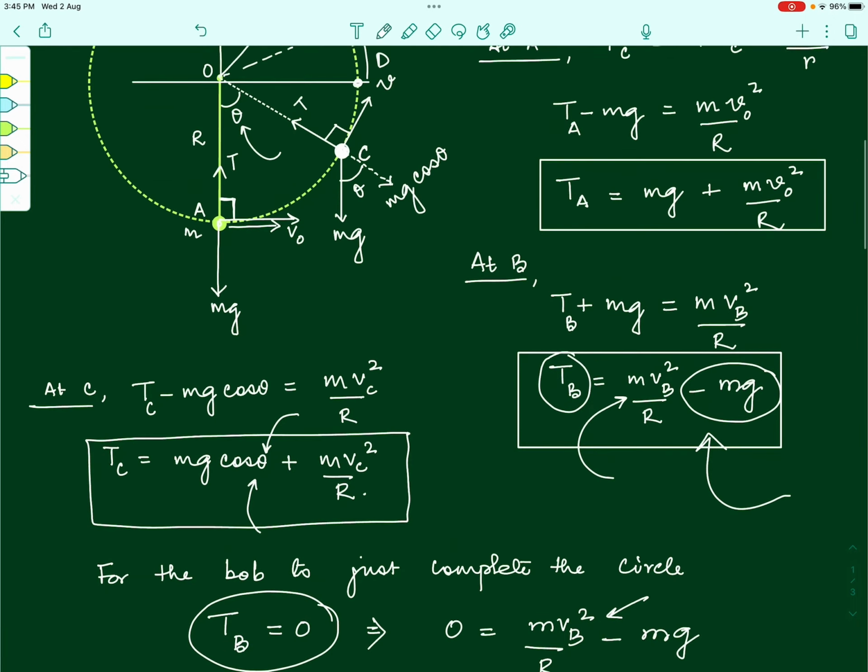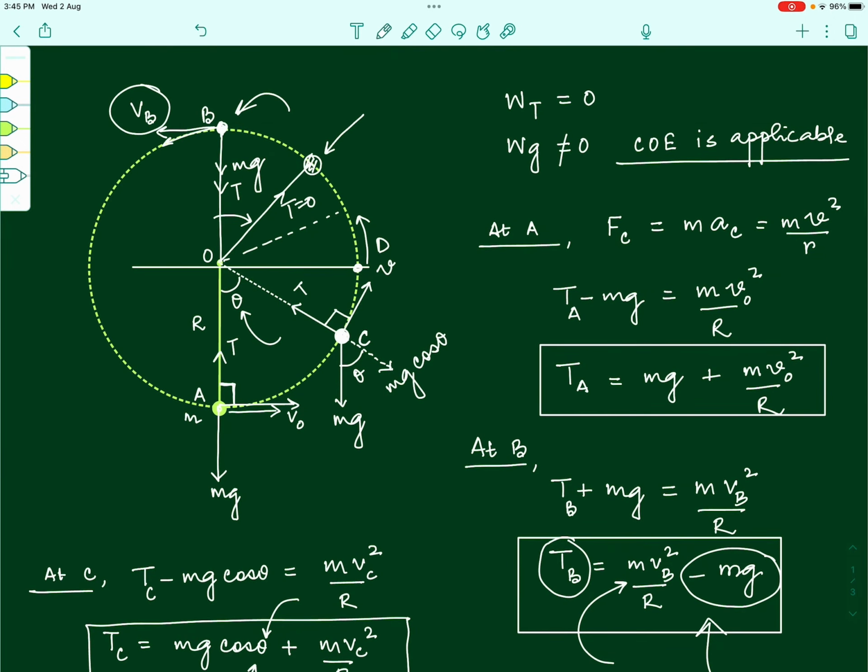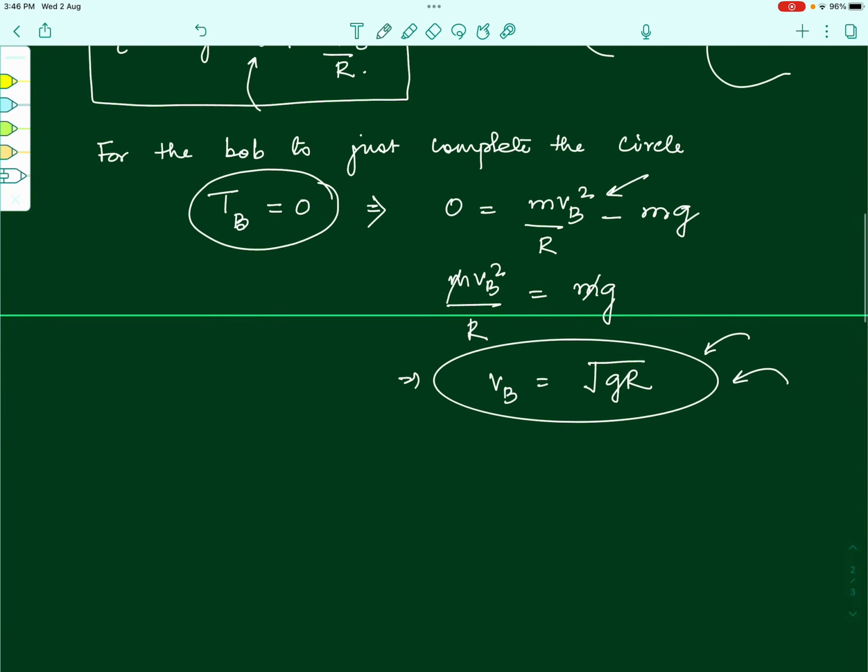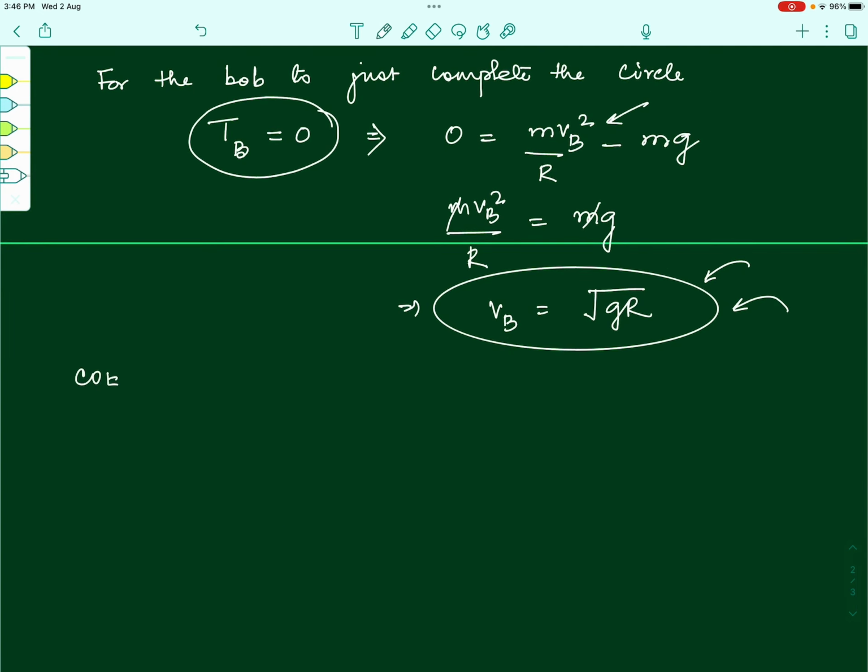So our exercise is not yet finished. We have just now found the velocity required at the highest point for the bob to just complete the vertical circle, but we were required to find out the velocity given at the lowest point, right? Now to find the velocity at the lowest point, knowing the velocity at the highest point, we can directly use the law of conservation of energy between the lowest and the highest points. Okay, how do we do that? We use the conservation of energy principle between the points A and B.